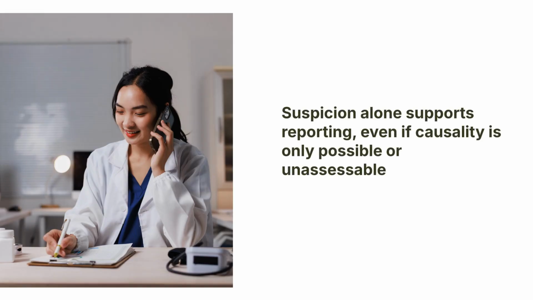Causality does not need to be proven for reporting, because suspicion is enough. Possible is used when the time relationship is reasonable, but other medicines or the underlying disease could also explain the event. Unassessable is reserved for information that is insufficient or contradictory and cannot be supplemented by follow-up.